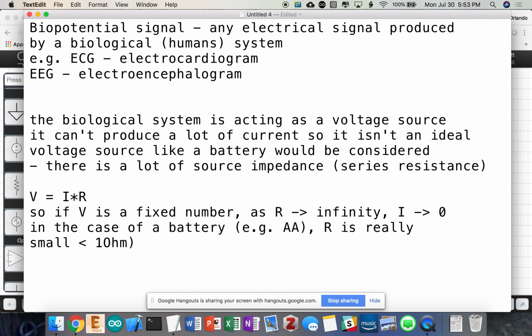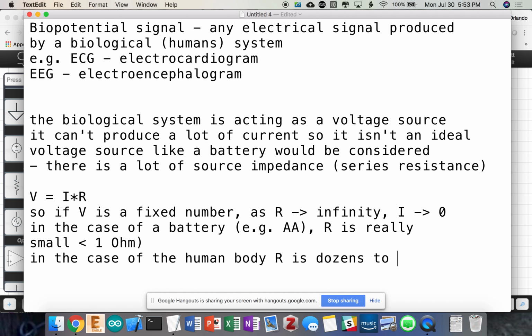There are other types of batteries where the resistance is actually several ohms, but this is an example. In the case of a human body, R is dozens to thousands, to frankly tens of thousands, or even mega ohms. So you can see why we can't produce a ton of current. You follow me so far?